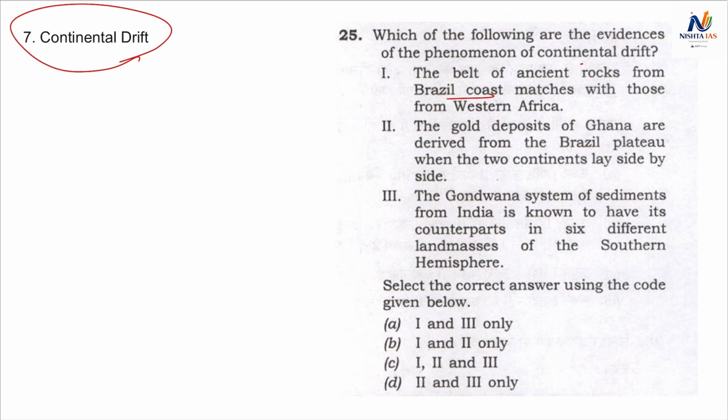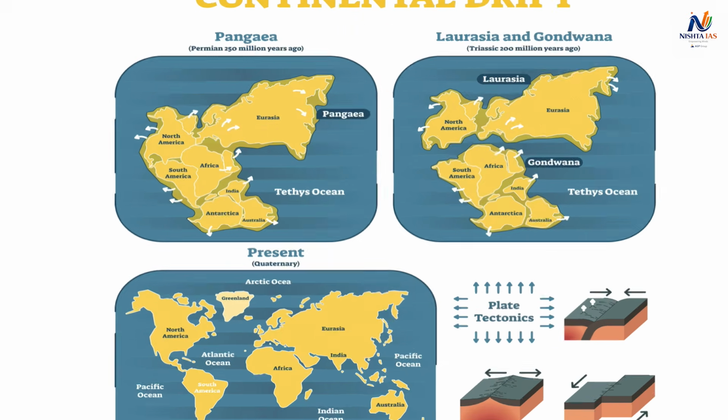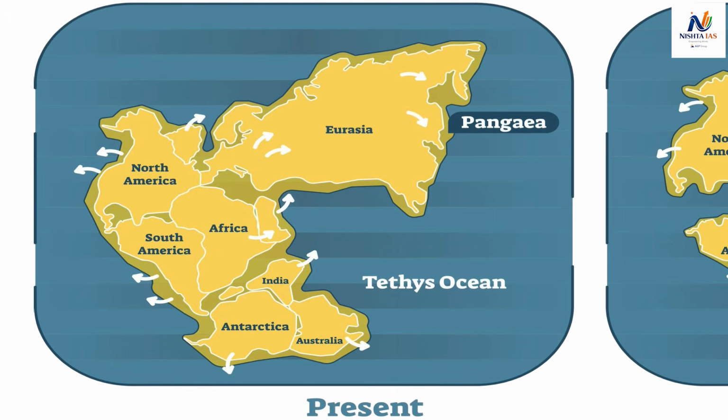That is, the belt of ancient rocks from the Brazil coast matches with those from West Africa. Then the gold deposits of Ghana. Friends, Ghana is in West Africa. They are derived from the Brazil Plateau. The two continents lay side by side. Then the Gondwana system of sediments from India is known to have its counterparts in 6 different land masses of the southern hemisphere. Friends, for this, if you learn this diagram, that is more than enough.